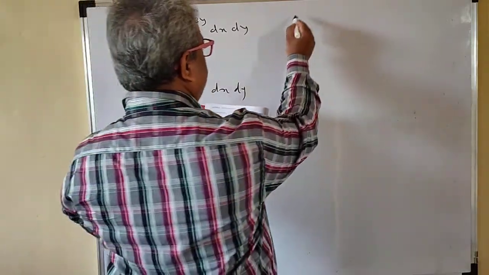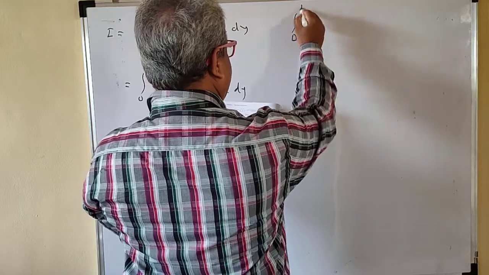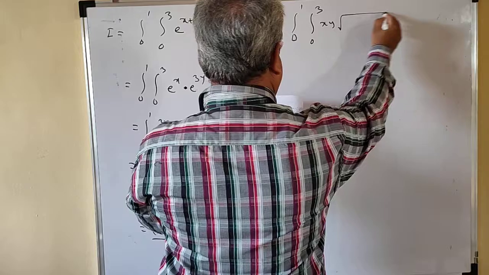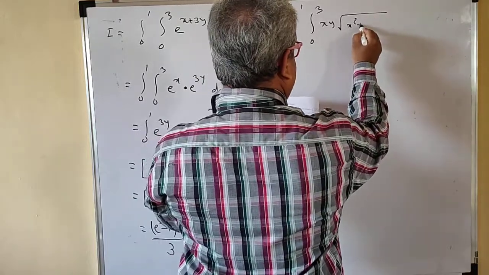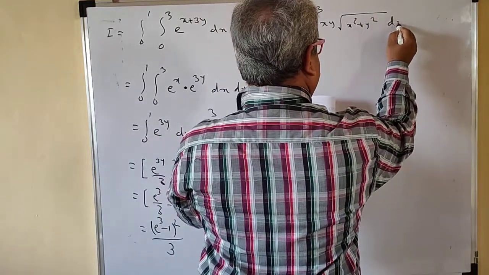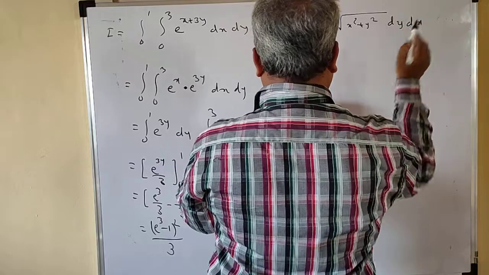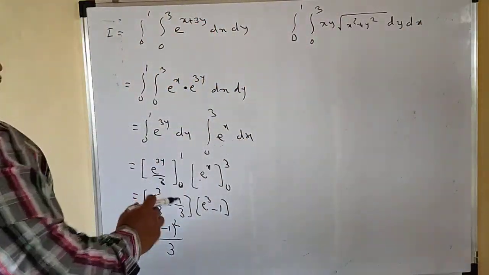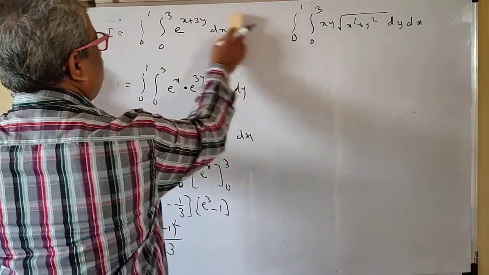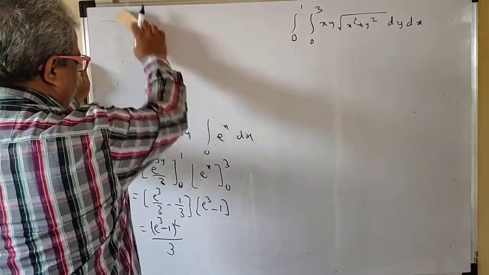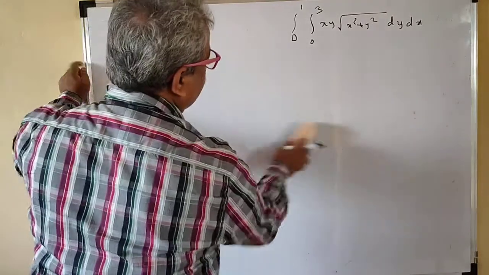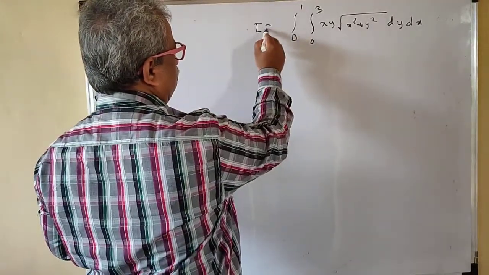Next, evaluate 0 to 1, 0 to 3, xy root of x square plus y square dy dx. Now see here, this is not a product of the function of x and y, so you cannot separate this. Okay, so let I is equal to this.